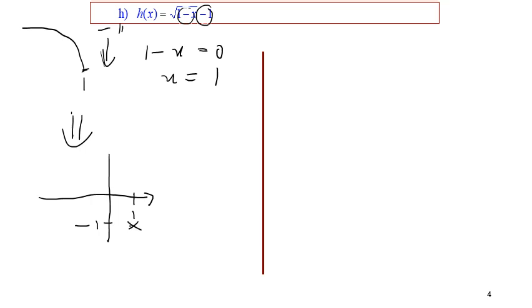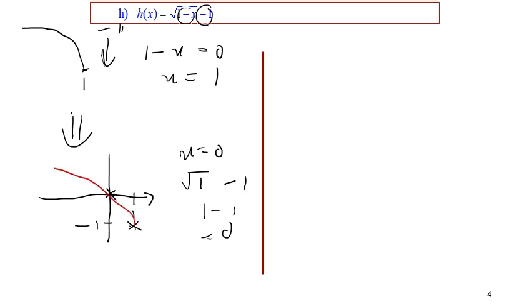So what do you think, does it intersect at the origin? If you want to know, we just substitute x with 0. So if x is 0, we get square root of 1 minus 0, which is 1, minus 1, which is 0. So correct, they will intersect at the origin. So the graph will be like this, right?